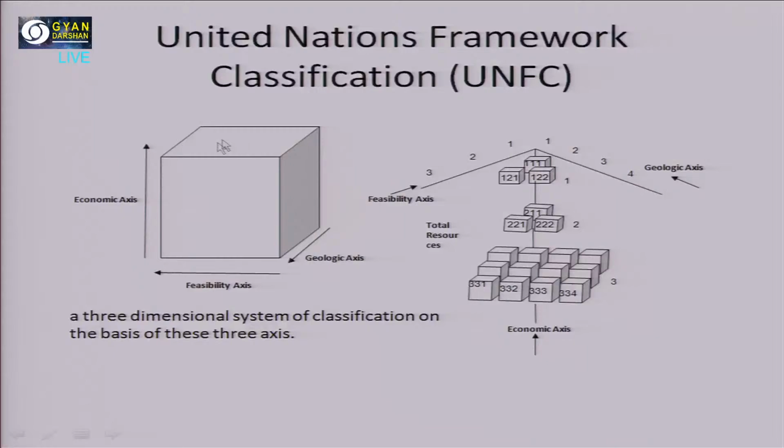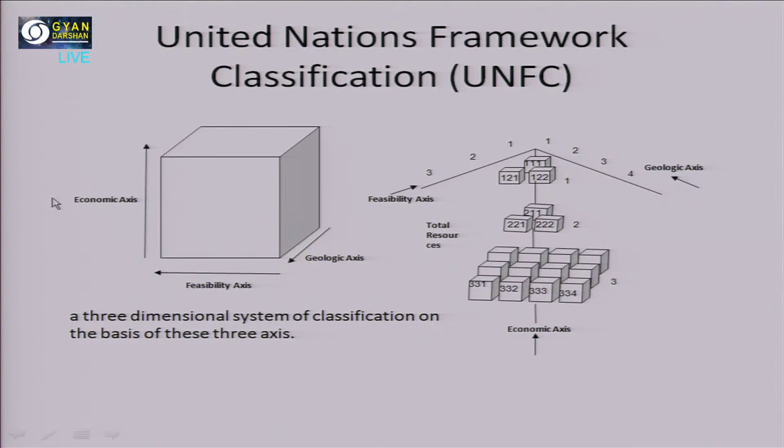Now, in this figure, you can see that the United Nations Framework Classification of fossil and mineral resources also follows a three-dimensional system of classification based on these three axes. One is the economic axis, the second is the feasibility axis, and the third is the geological axis. Based on these three axes, they generate a 3-digit code like 111, 121, 122, and so on, like 334.